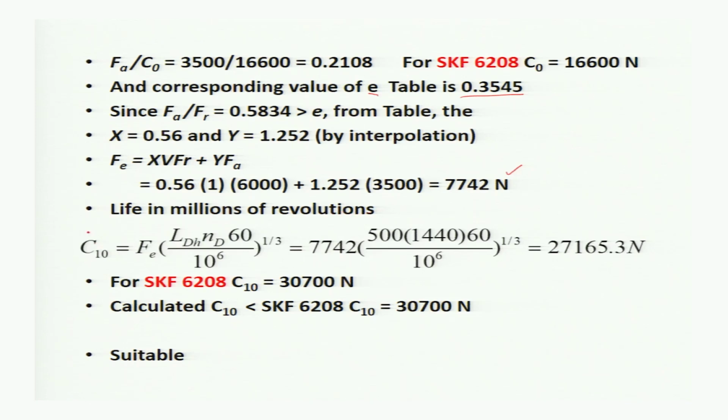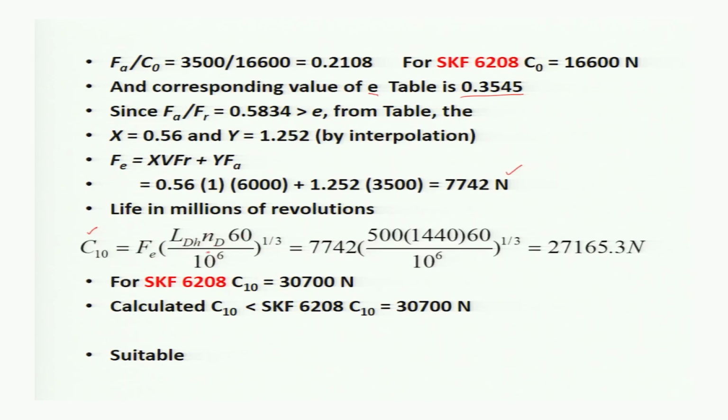The life in millions of revolutions is given by the rated dynamic life C10 divided by Fe, the dynamic load, and LD desired in hours, the desired revolutions of the shaft multiplied by 60 divided by the rated life.